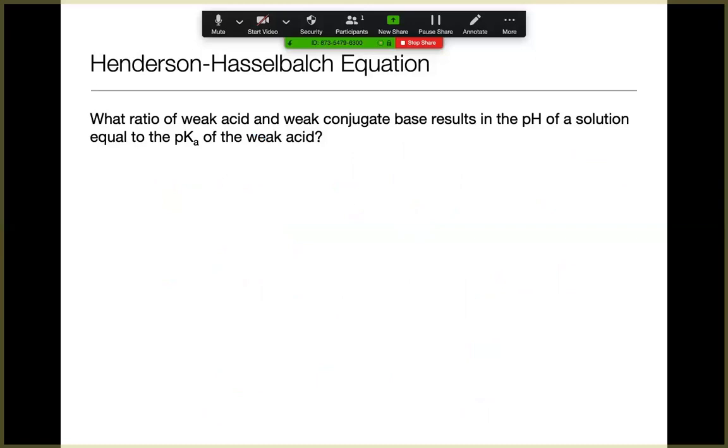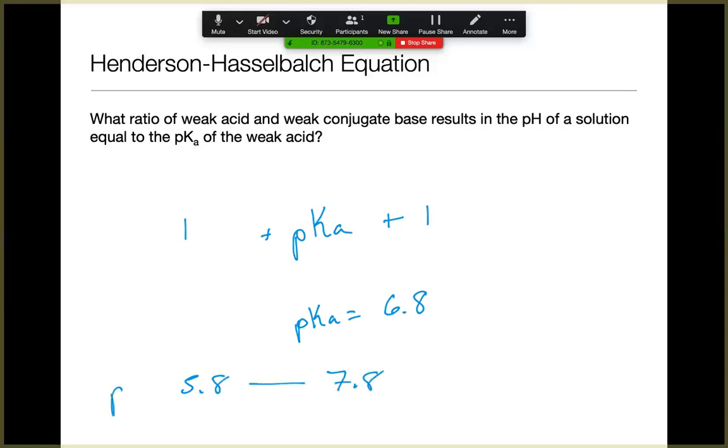If we're trying to make a buffer, and we'll talk about this later, this is more just foreshadowing. The pH range that a buffer can buffer is only going to be roughly around the pKa, plus and minus 1 pH unit. So imagine the pKa equaled 6.8. That means that buffer is only good between 5.8 to 7.8 in terms of pH.